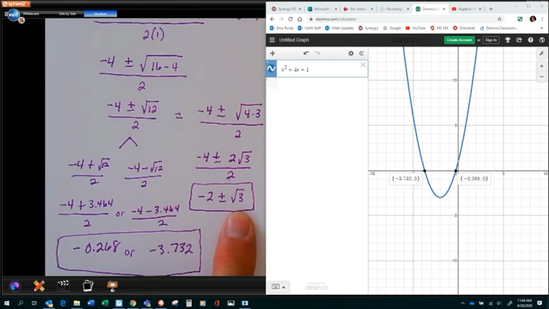And our simplified version over here, if you wanted to find the square root of 3 and then take negative 2 plus the square root of 3, negative 2 minus the square root of 3, you're going to get the same answers. And of course, rounding radical 3 to 1.732, just to the nearest thousandth.